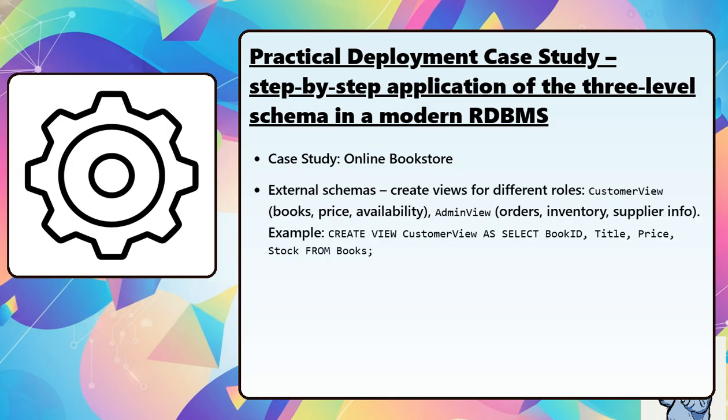Case study, online bookstore. External schemas create views for different roles. Customer view with books, price, availability, admin view with orders, inventory, supplier info. Example, create view customer view as select book ID, title, price, stock from books.